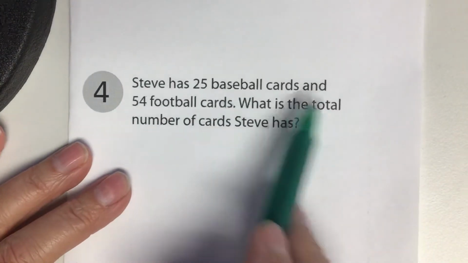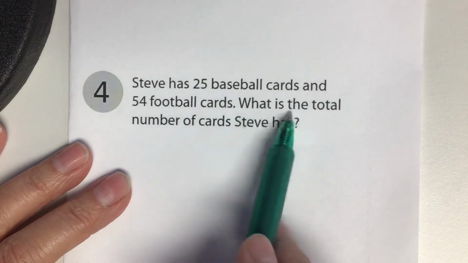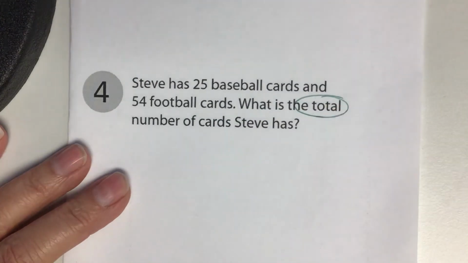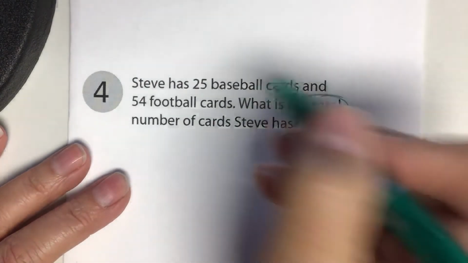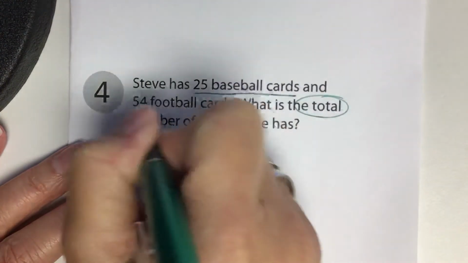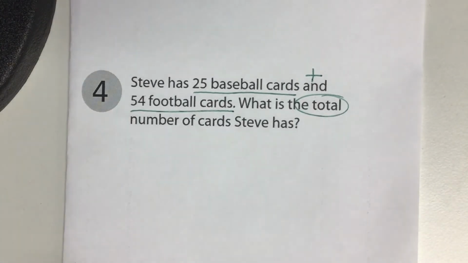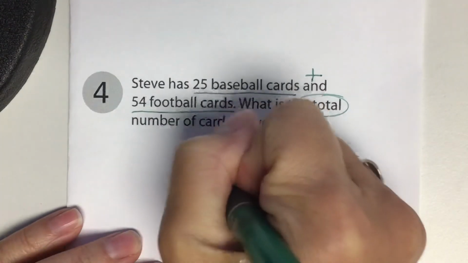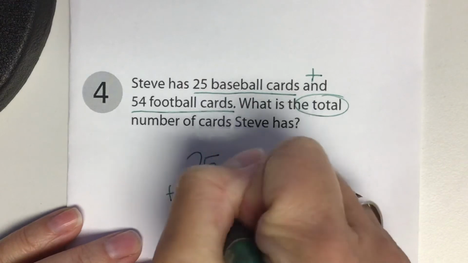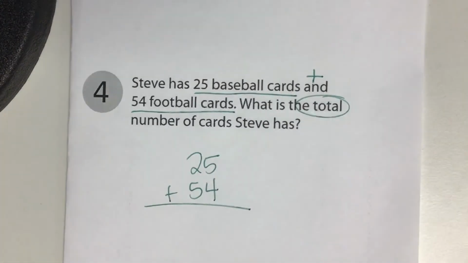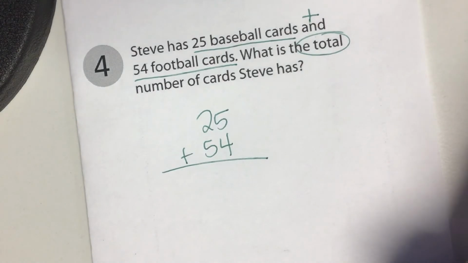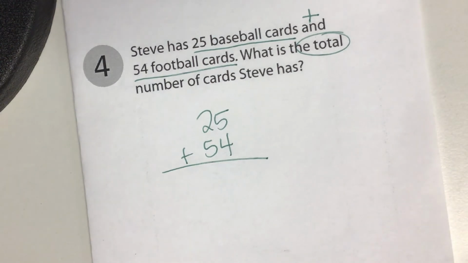Steve has 25 baseball cards and 54 football cards. What is the total number of cards he has? In this case, since we have "and" here, we know that's going to be addition, because when I put things together, it's adding. So 25 plus 54. Total does not always mean add. A lot of times it does, but I can have to figure out my total after I took money out. So don't think of total as always add. It's really about what's happening, and what's happening here is I'm putting the cards together.